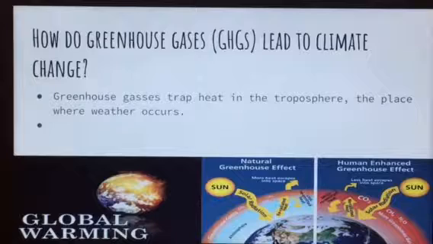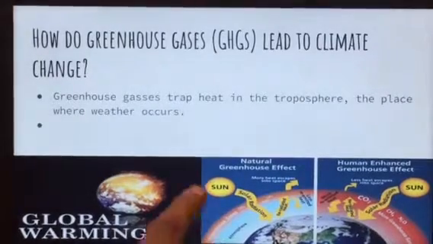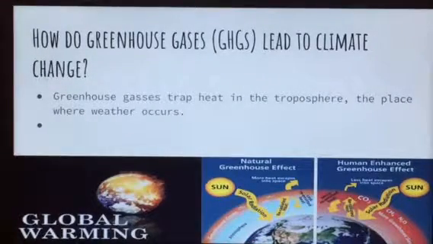How do greenhouse gases lead to climate change? Greenhouse gases trap heat in the troposphere, which is the place where the weather occurs. Here are images of that. That represents how everything in the troposphere is... How it enters the Earth's atmosphere.